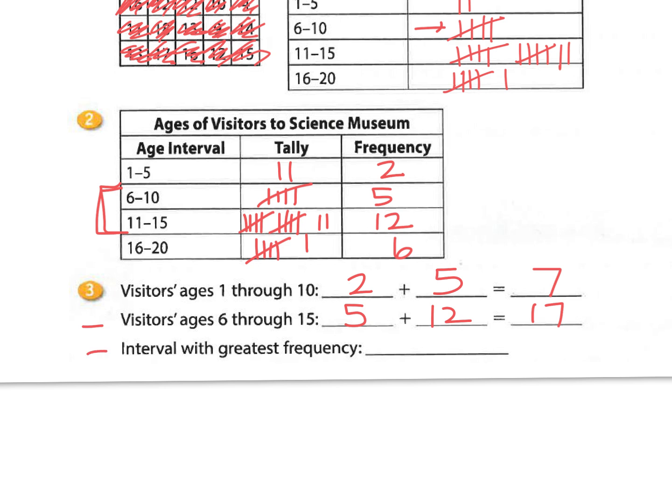And then which interval had the greatest frequency? So we have 2, 5, 12, 6. Well, 12 is the most. So that interval was 11 to 15.